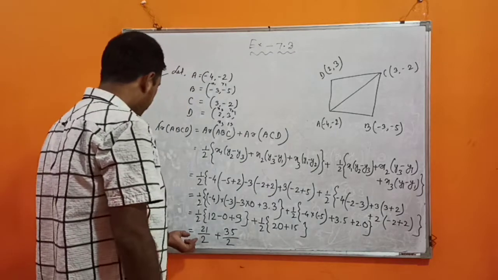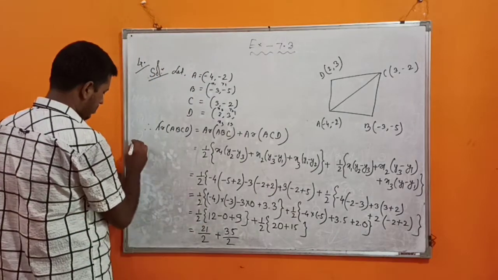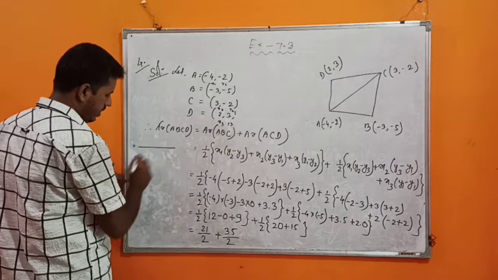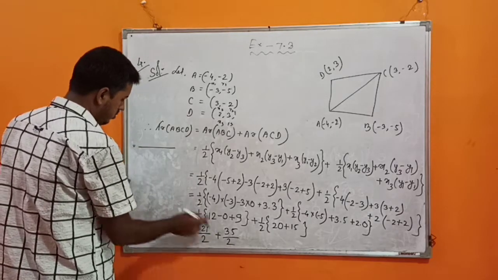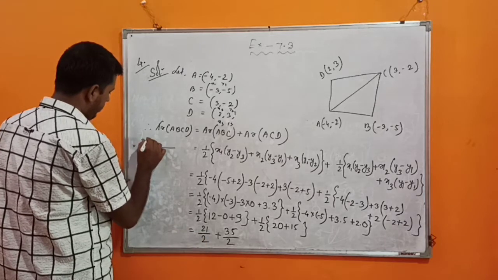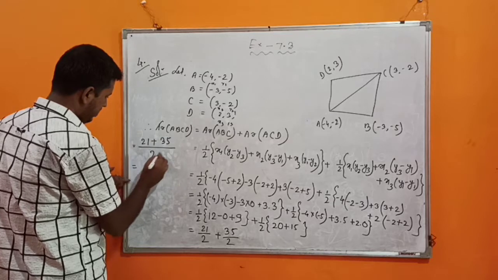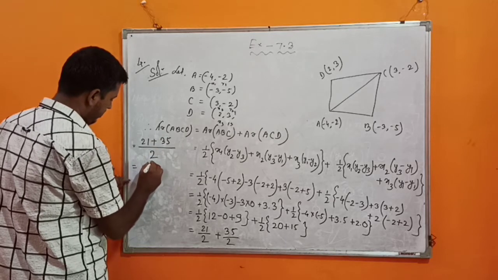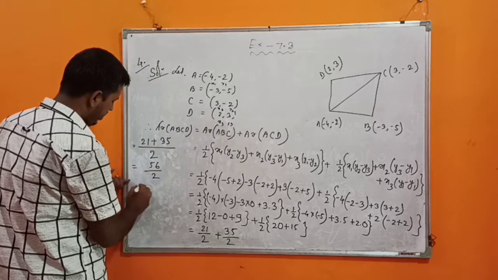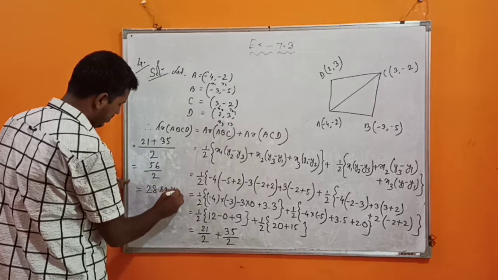Now we are to add these two. Just like the addition of fractions, we have to take the LCM. LCM here will be 2. Then 21 plus 35 is 56 by 2, and it will be 28 square units.